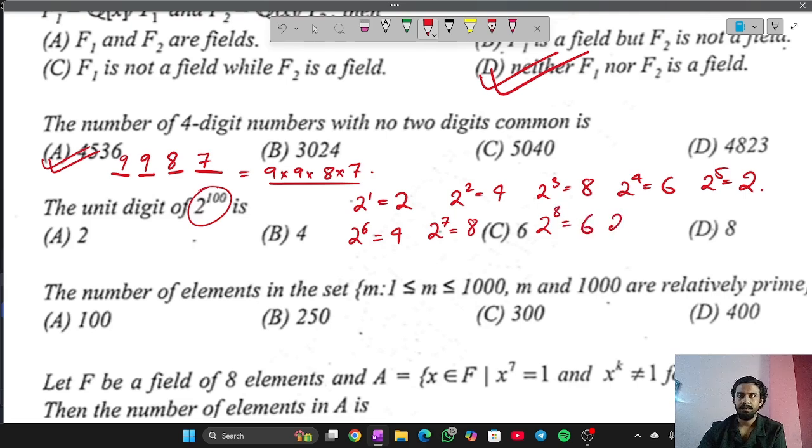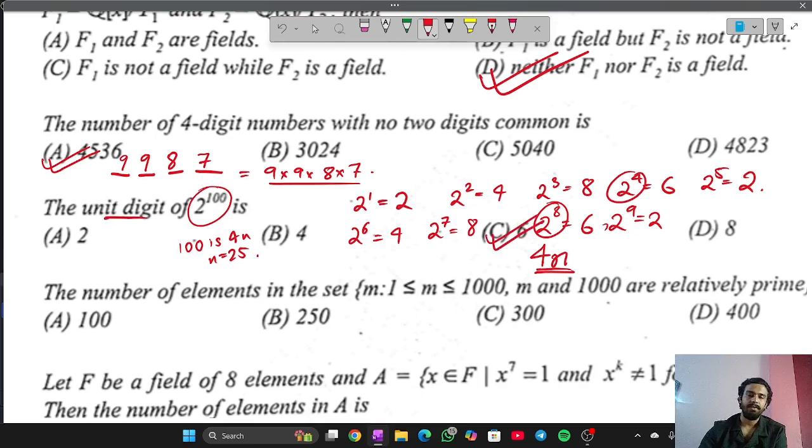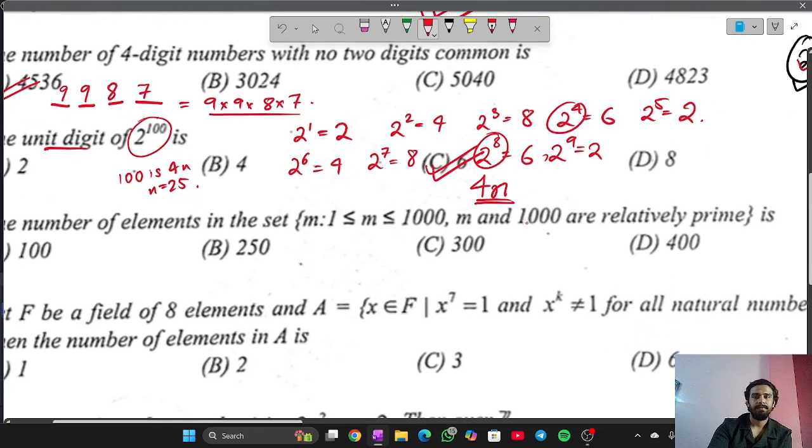So if the power is of the form 4n, like here 2 to the power 4, 2 to the power 8, then the unit digit will be 6. Now here it is 100, and 100 is obviously of the form 4n, where n is equal to 25, and hence here the unit digit will be equal to 6. This is an easy question with an easy number.